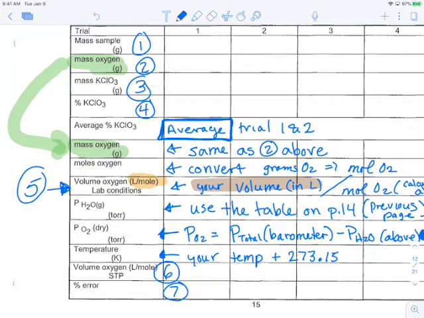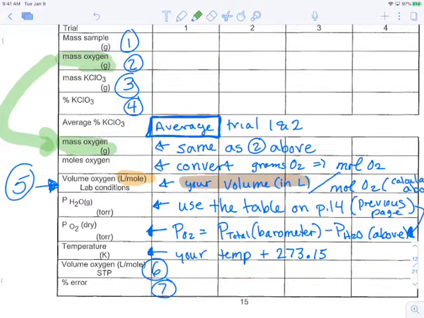All right, so next up, you are going to convert grams of O2 into moles of O2. So that is just using your molar mass.